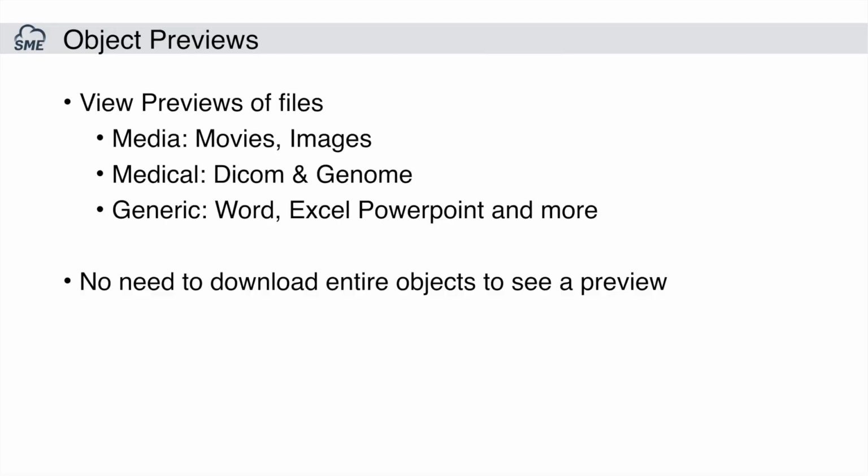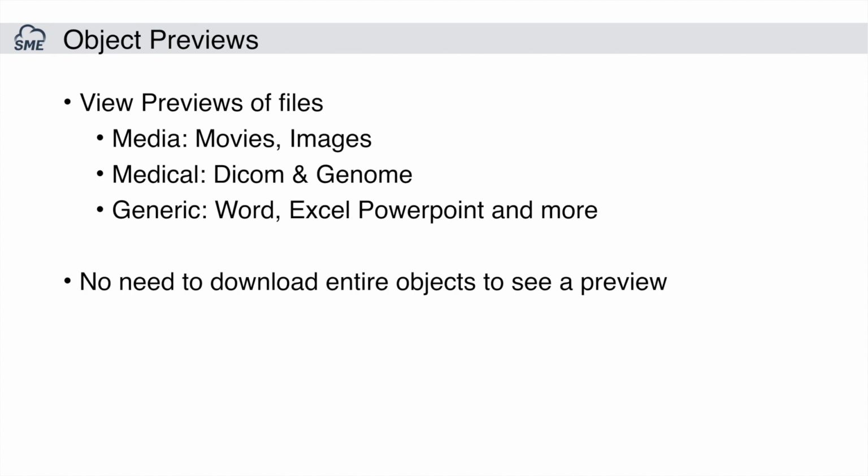Object previews are also really important for many end users inside of the organization as well. With object storage, there are no previews. If you want to see what's in a file, you have to download the full file. But with the Storage Made Easy File Fabric, we can now give you previews of lots of different file formats.